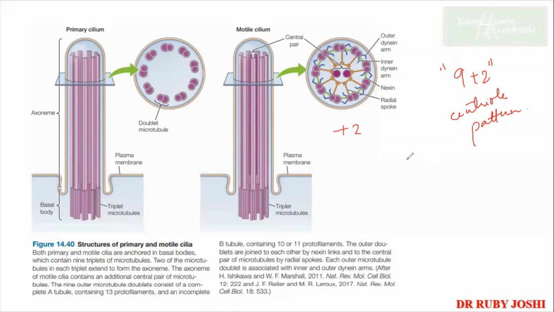Whereas in the rest, it is only 9 plus 0. यहाँ पे center में कुछ नहीं है, right? So it is 9 plus 0. This is 9 plus 2 pattern. Please remember. So for your motile cilia and flagella, it is your 9 plus 2 pattern.